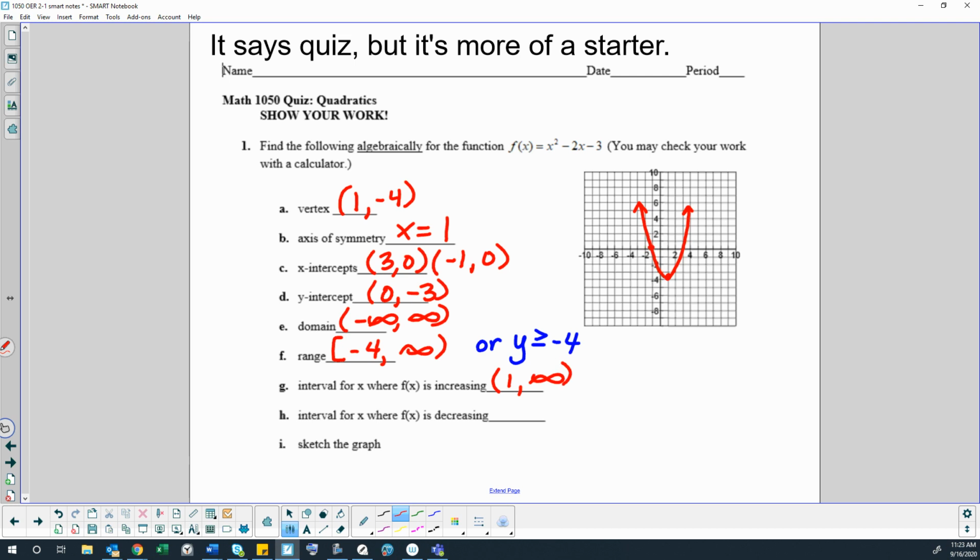And remember, when you list intervals for increasing and decreasing, you don't ever do brackets. It's always just parentheses. And it's just the range of values where the graph is going upward. There's no included or not included. So for decreasing, it would be from -infinity to that x value of the vertex at 1. And then there's our graph. You could sketch in the axis of symmetry if you wanted to.